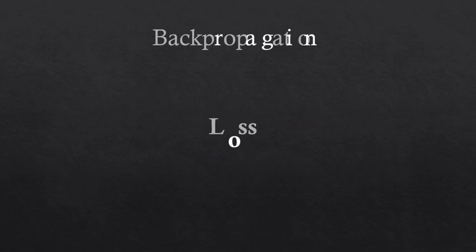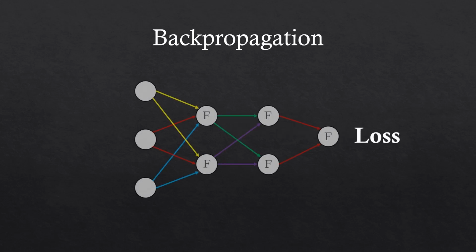The core idea behind backpropagation is gradient descent to minimize the loss function. This is an iterative algorithm that attempts to find the combination of weights and biases that minimizes the model's error on the training data. That's a lot of words.